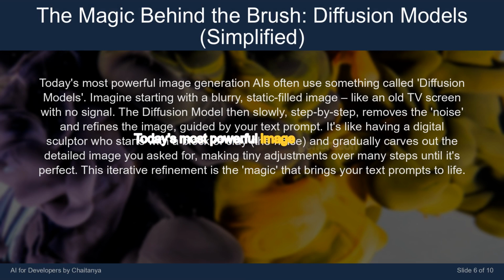Today's most powerful image generation AIs often use something called diffusion models. Imagine starting with a blurry, static-filled image, like an old TV screen with no signal. The diffusion model then slowly, step by step, removes the noise and refines the image, guided by your text prompt. It's like having a digital sculptor who starts with a block of clay, the noise, and gradually carves out the detailed image you asked for, making tiny adjustments over many steps until it's perfect. This iterative refinement is the magic that brings your text prompts to life.